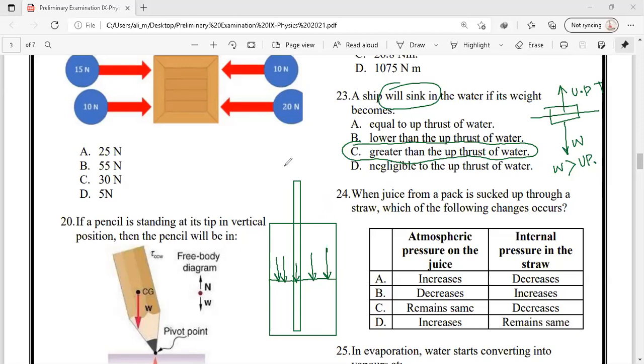नहीं होगा. सो जब हम यहाँ से स्ट्रॉ के एक एंड से सक करते हैं, तो सक करने से क्या होता है, we pull out the air inside the straw. हम स्ट्रॉ के अंदर मौजूद जो एयर होती है उसे हम बाहर निकाल देते हैं. That creates the vacuum in that space. वैक्यूम क्रिएट कर देते हैं हम इसके अंदर.